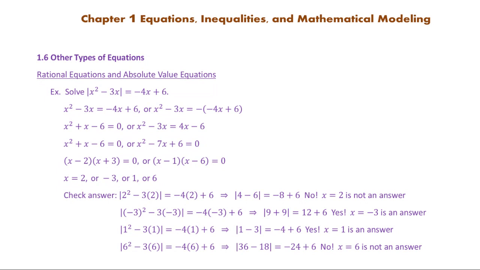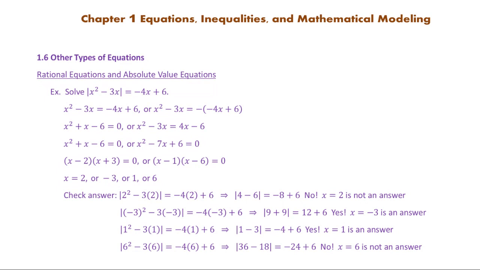So x equal to 2, plug in 2 for x in the original equation, we get the absolute value of 2 squared minus 3 times 2, the whole thing. 2 squared is 4, 3 times 2 is 6, so we get the absolute value of 4 minus 6 on the left. On the right, it's negative 4 times 2 plus 6. Negative 4 times 2 is negative 8, so we get negative 8 plus 6, which is negative 2.